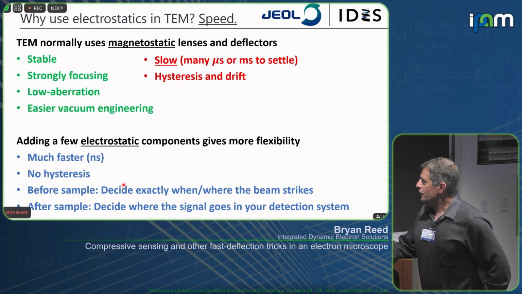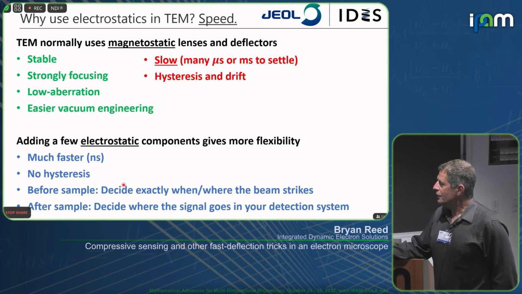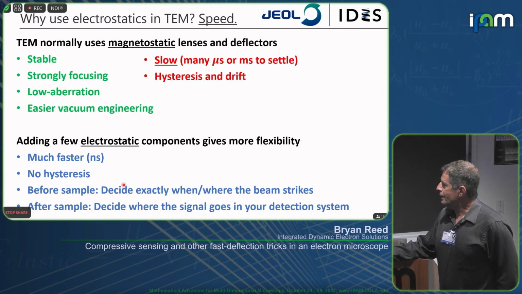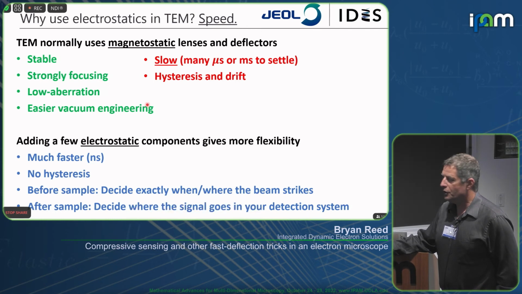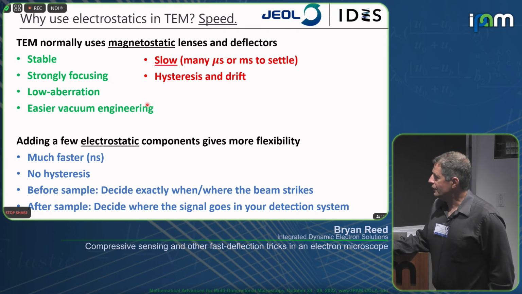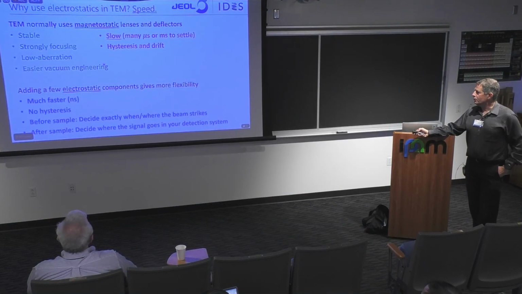So why do you want to use electrostatics in a TEM? And the answer is speed, primarily. So TEM normally uses magnetostatic lenses and deflectors. So they are very stable. You can focus strongly. They have low aberration, easy vacuum engineering. Why are they stable? Because they're intrinsically low pass filters. Right? You've got these coils that the current does not want to change. That's what inductance is all about.